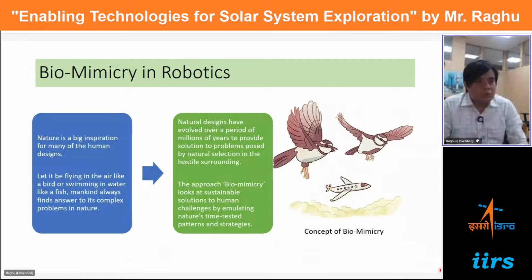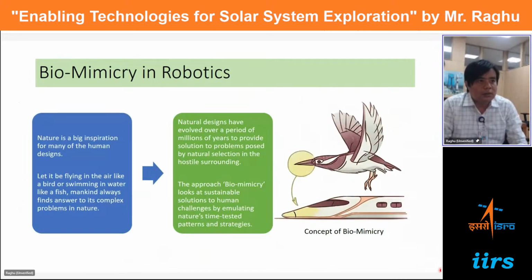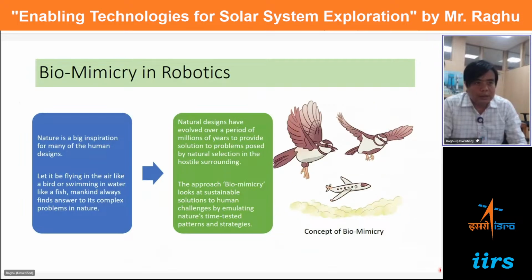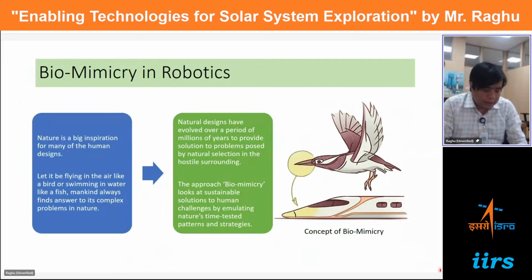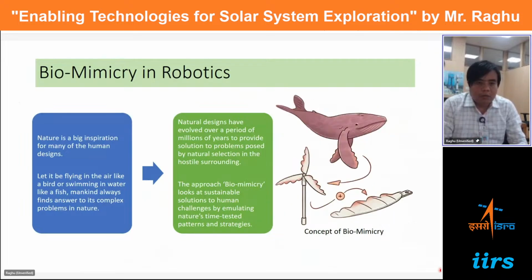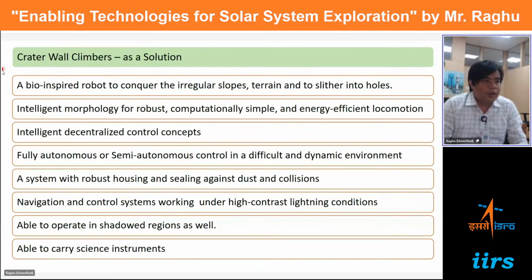I told you that most of the base designs in this technology are derived from nature. This is called biomimicry. Like you can see in the picture how we have derived this rolling and crawling, then the design of the train and the aeroplane, so many things. So we have to adapt. I already covered the crater challenges, which is an unexplored area. Now we have to think about crater wall climbers as a solution, as a biomimicry.